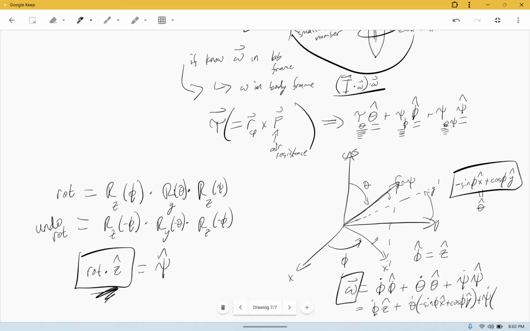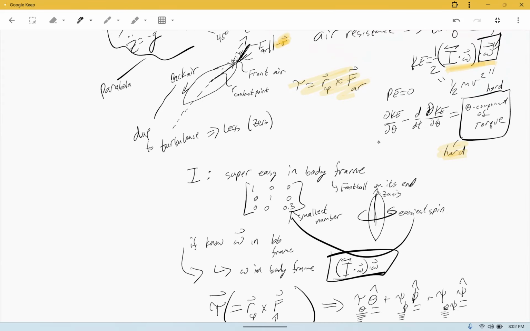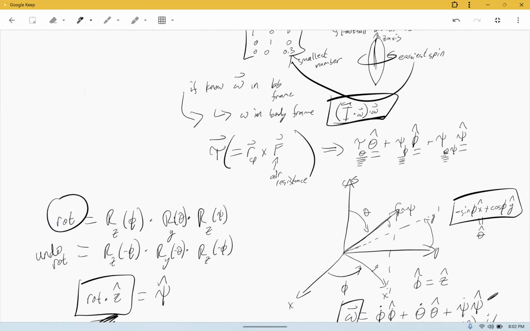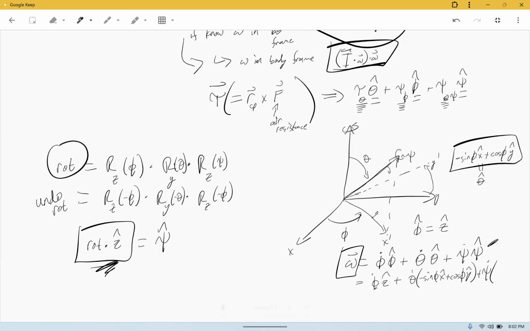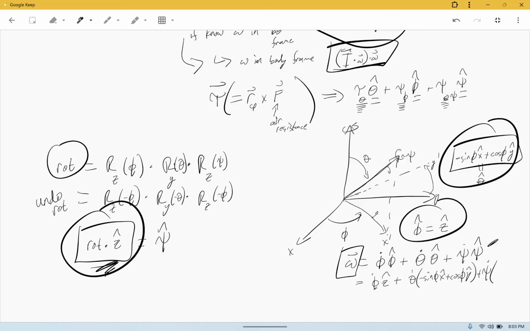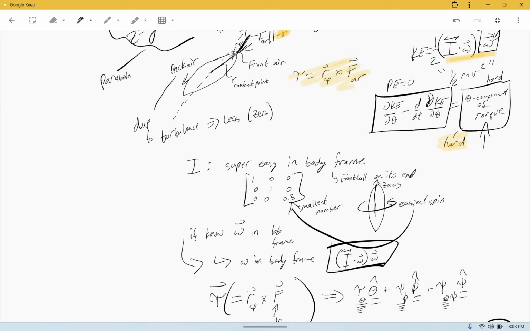Oh my gosh, I think we're ready. We know how to write omega down. We know how to convert omega into the body frame. We know once we're in the body frame that this is super easy, so we can get the kinetic energy. Then once you have the kinetic energy, you just do the Euler-Lagrange equation. Then if you know what the torque is, you just need to dot that torque into the appropriate hat, either this hat, or this hat, or this hat, and boom, you get the appropriate torque to put on the right-hand side, because you're going to have a phi equation, a theta equation, and a psi equation.